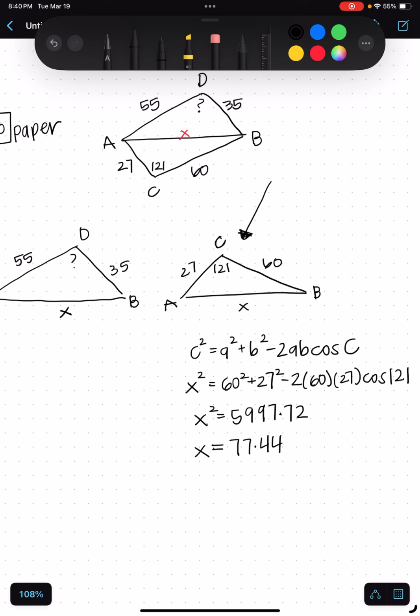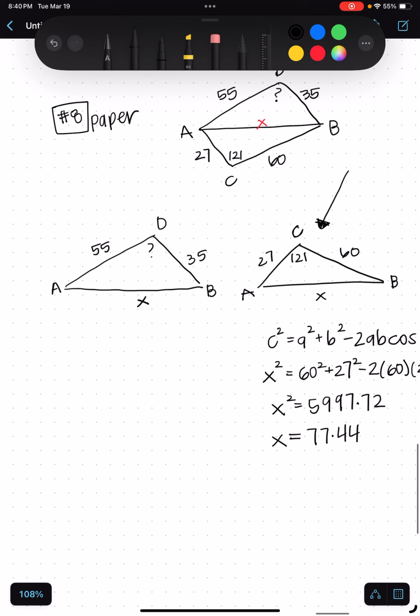When I square root that to get X by itself, I get X is equal to 77.44. Okay, so now that I know that X is 77.44, I can go back to the first triangle, the top triangle, and say that this is 77.44. I know that because the two triangles share that side, which means it has to be the same length.